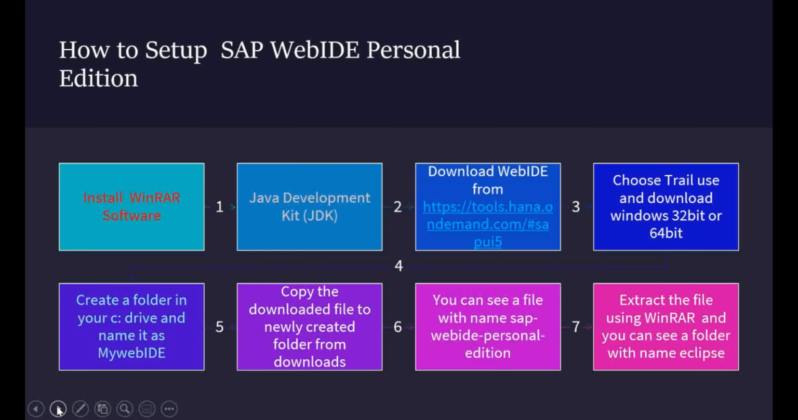In step 1, we have to install WinRAR software on our system. As a second step, we have to install Java. Most of our systems have Java. If you don't have it, we have to install JDK. The main component here is WebIDE. We can download it from a URL. To download WebIDE, you have to use tools.hana.ondemand.com.